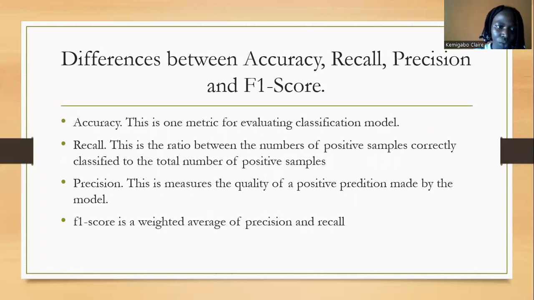The differences are well explained. I'll go through them. Accuracy is one metric for evaluating a classification model. Recall is the ratio between the number of positive samples correctly classified to the total number of positive samples. Precision simply measures the quality of positive predictions made by the model. Like we know, we have true positives and false positives.